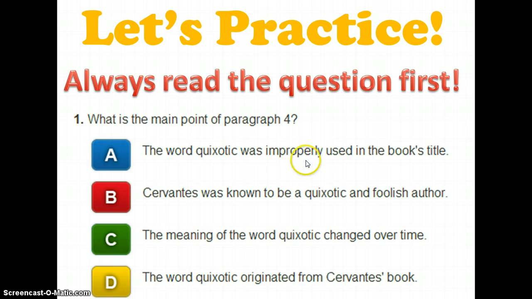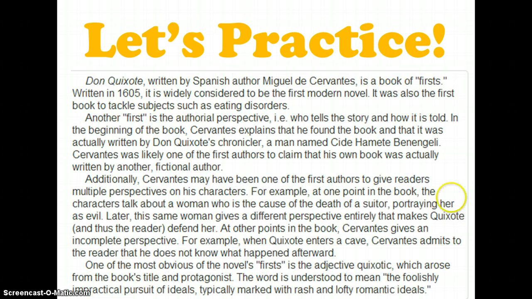The word chaotic was improperly used in the book's title. Cervantes was known to be a chaotic and foolish author. The meaning of the word chaotic changed over time, or the word chaotic originated from Cervantes' book. So now we're curious, who's Cervantes and what does chaotic mean? So let's go ahead and read that passage.